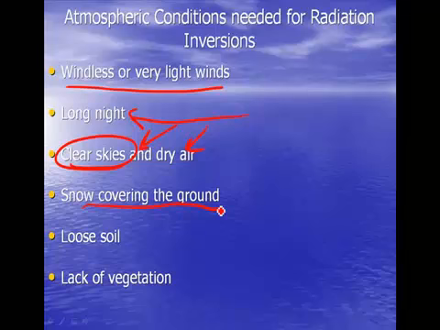Loose soil. You know, you want to keep the heat that's in the ground away from the surface, and the best way to do that is have loosely packed soil. You have air pockets in between the different soil particles, and we know that air is a poor thermal conductor. And so if you have that air space in the soil, it's not going to promote heat transfer from subsurface to the surface. And then, of course, a lack of vegetation, because vegetation can actually produce some problems with radiation inversions.